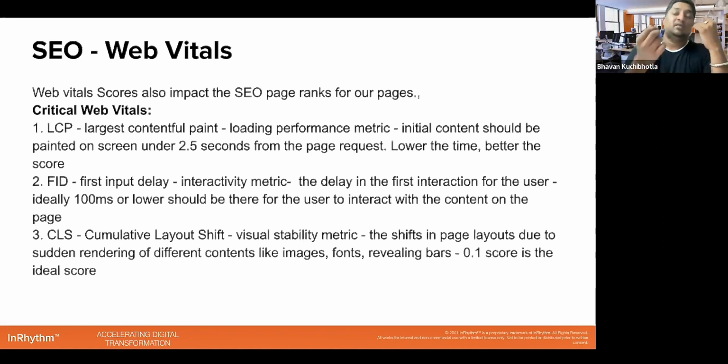So when any page is rendered, HTML is downloaded, then some JavaScript is downloaded. The page is painted, but JavaScript comes in and attaches all the events to the DOM, and things become interactive. So the delay between that should not be a lot. Ideally, it should be under 100 milliseconds for a good score from Google.